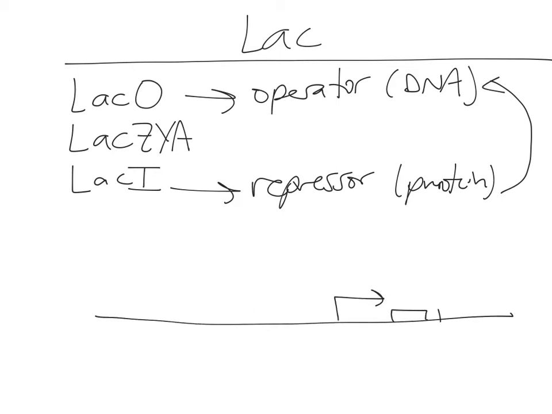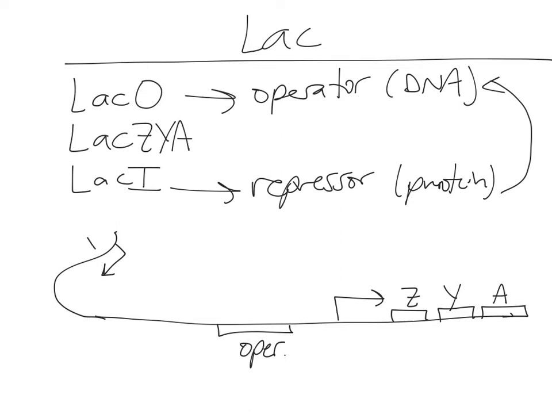And then you've got 3 genes that are right next to each other that get transcribed together, Z, Y, and A. So the operator is a specific DNA sequence up there, and somewhere else on the chromosome is LAC-I, the gene that encodes the repressor.